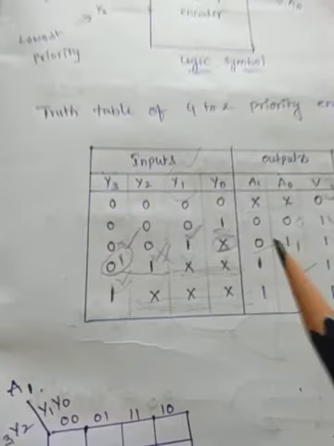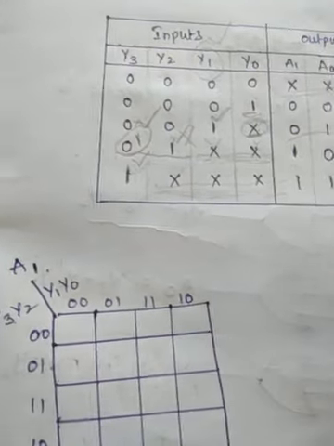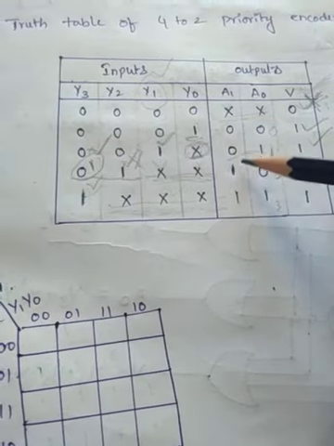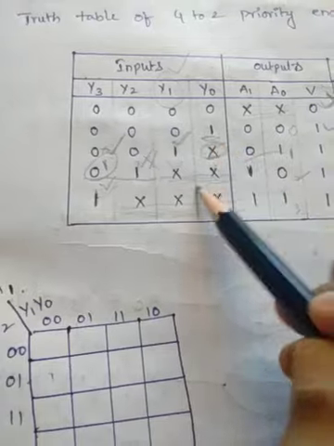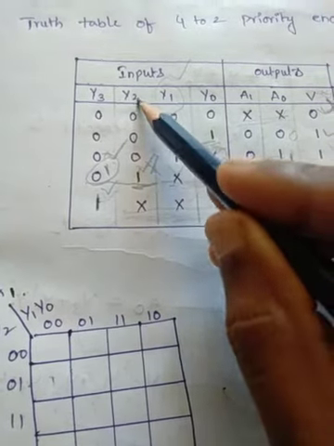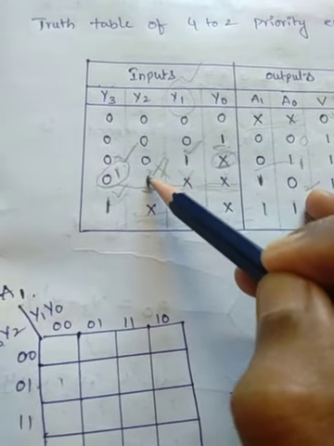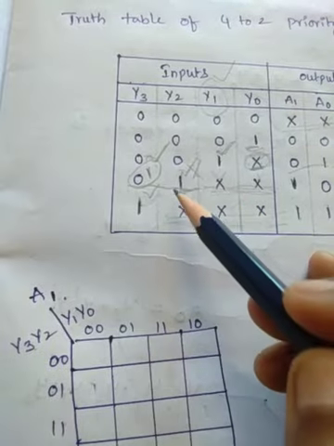Let us design this priority encoder. For that purpose we need a K-map, and this K-map is for output A1, and this output A1 is high for y2 is high, y2 is 1.